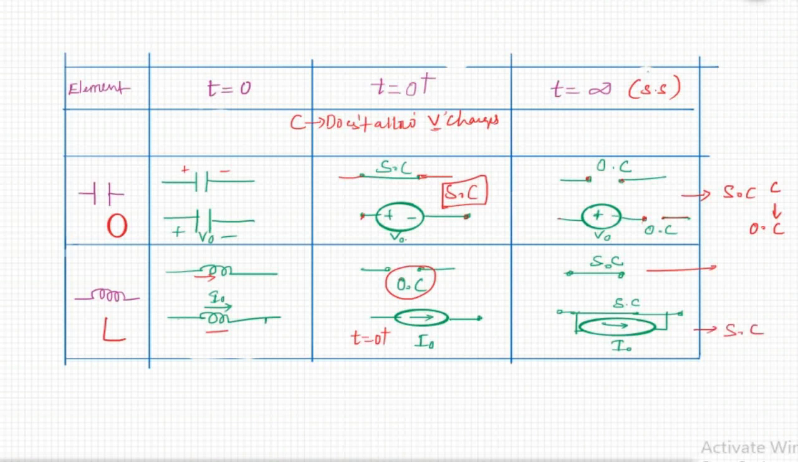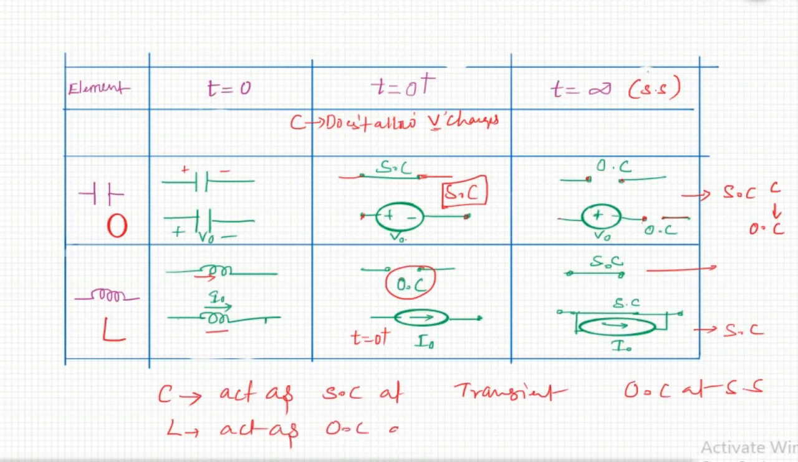So the points to be remembered: a capacitor will act as a short circuit at transient and an open circuit at steady state. Don't confuse here. And an inductor will act as an open circuit at transient and a short circuit at steady state. So these two are the things to be remembered. Now let us proceed further.